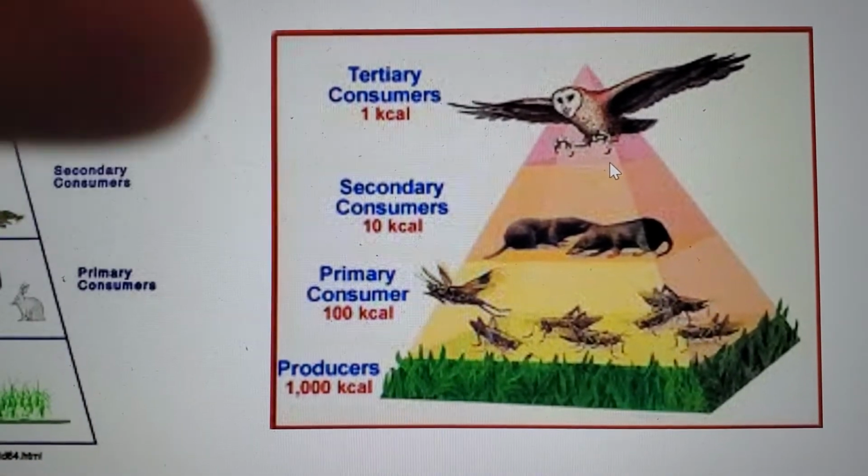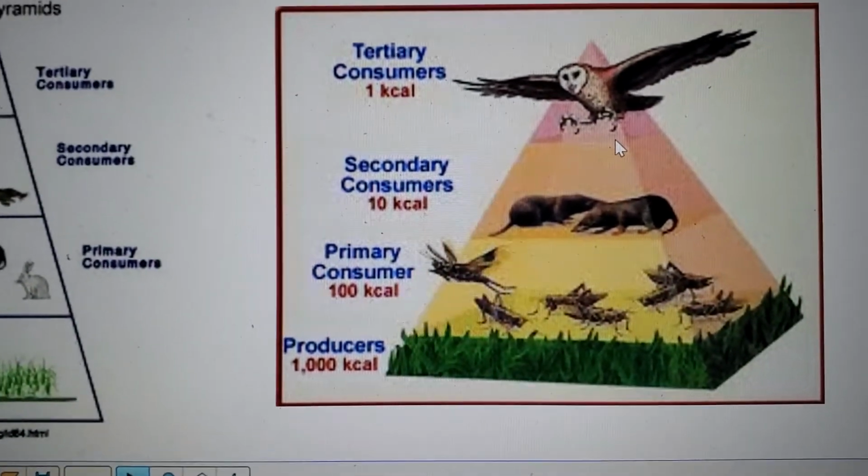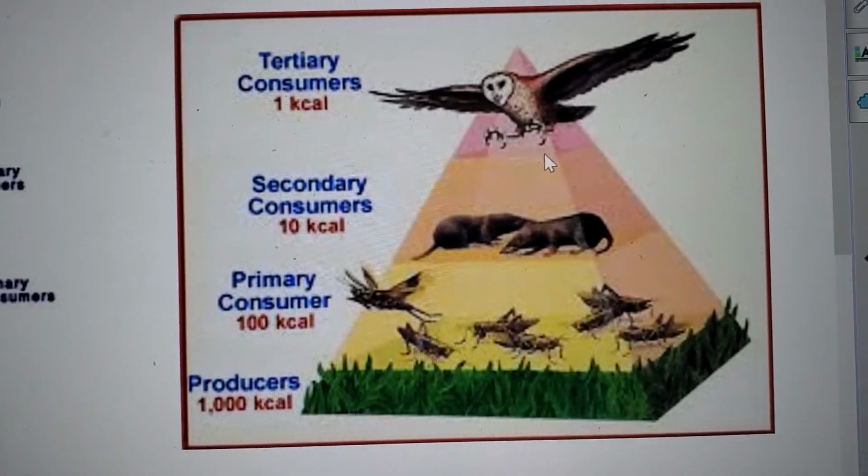You're getting very little of the energy at each level. In fact, secondary consumers here only get 1% of the total. They've lost 99%, 1% of the total amount of energy available. All the rest is being lost.